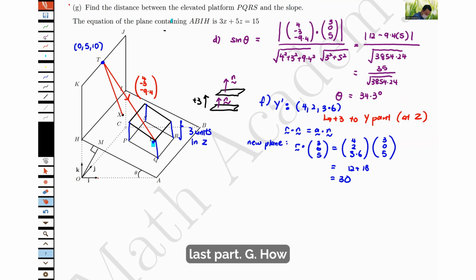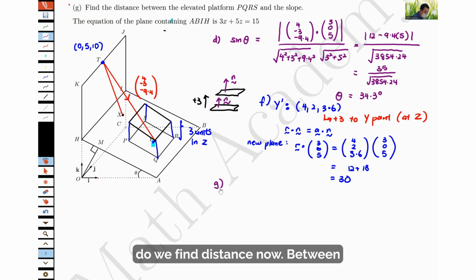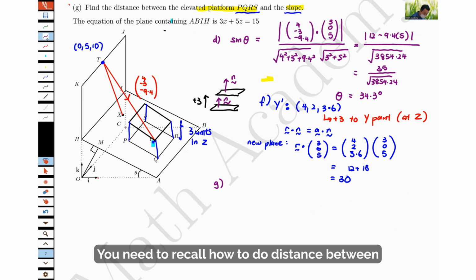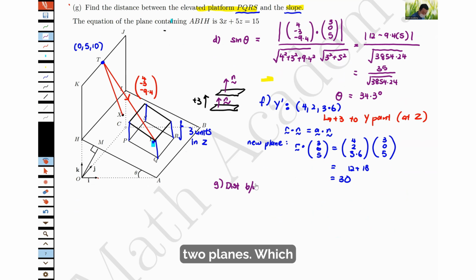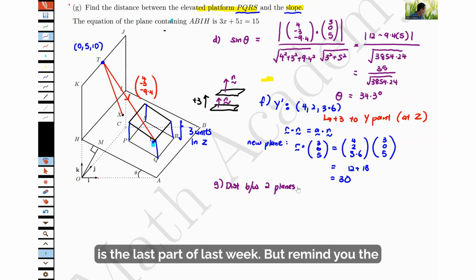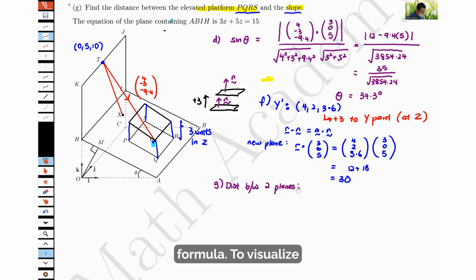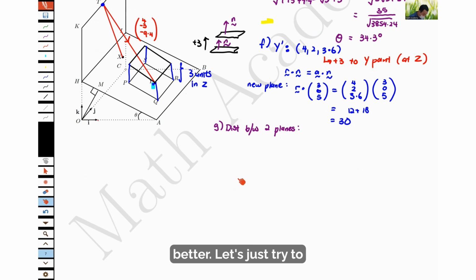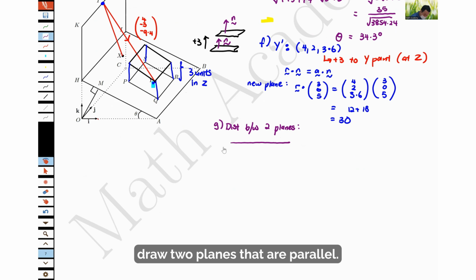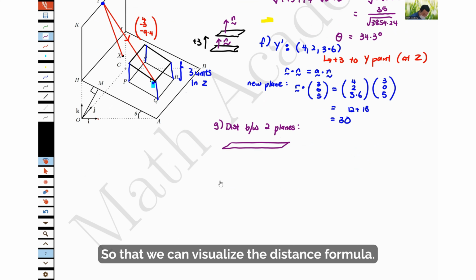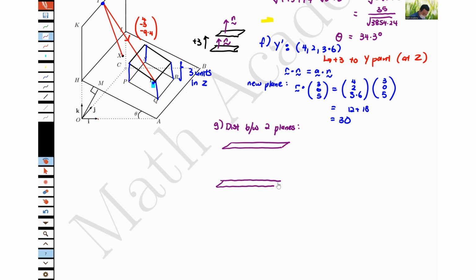And last part, G. How do we find the distance now between that elevated platform and the original slope? So what are they looking for? This PQRS elevator is a plane. This is also a plane. You need to recall how to find the distance between two planes, which was the last part of last week, but I will remind you of the formula. To visualize better, let's draw two parallel planes so that we can visualize the distance formula.